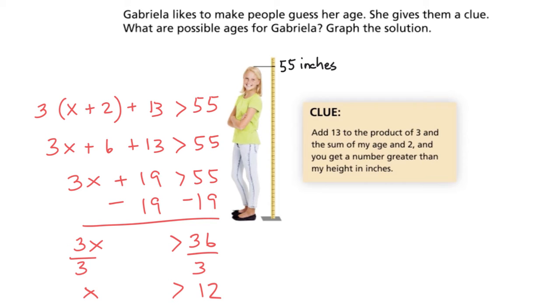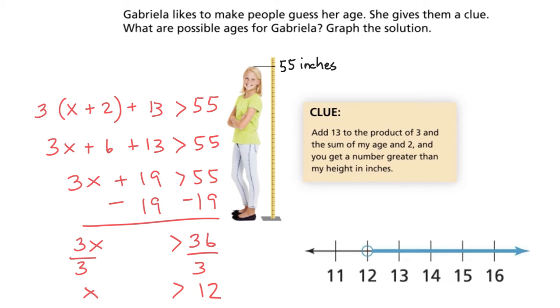Graphing the solution on a number line, I can see that the circle should be open, the line should move to the right, and x could represent any value greater than 12.